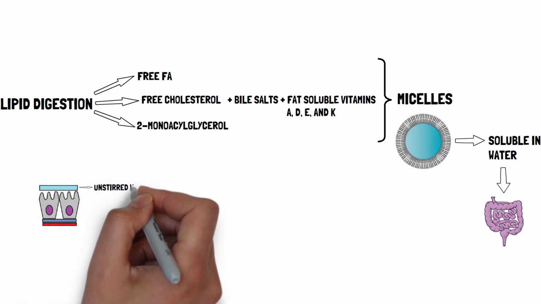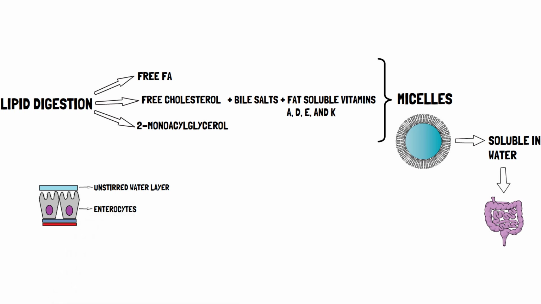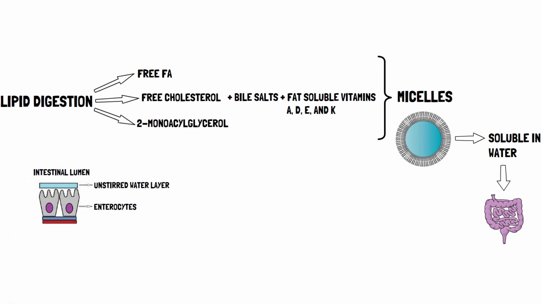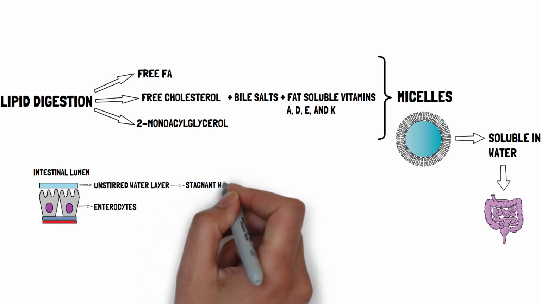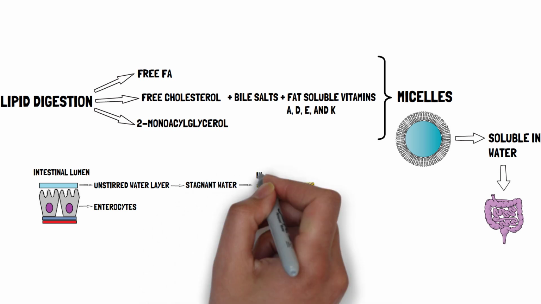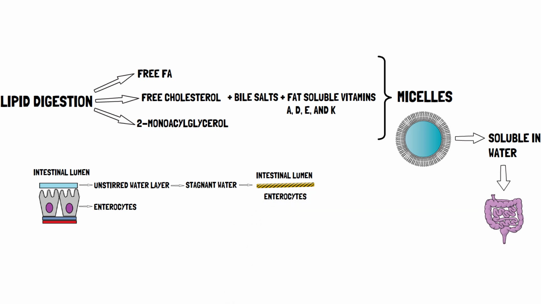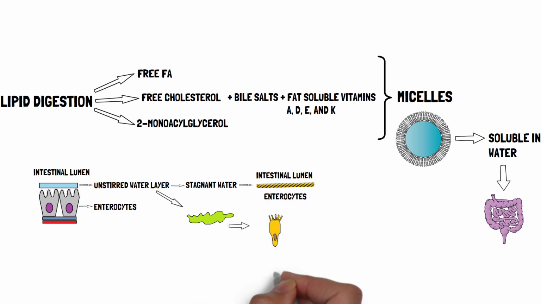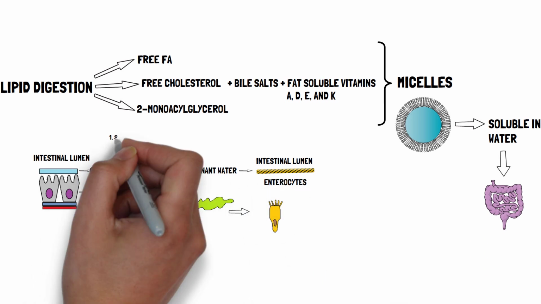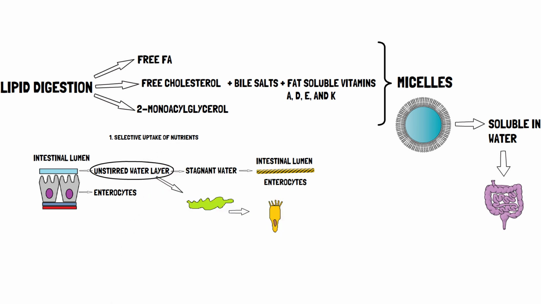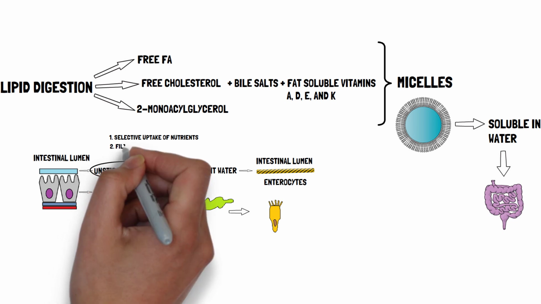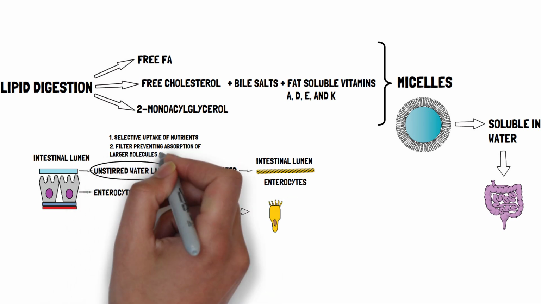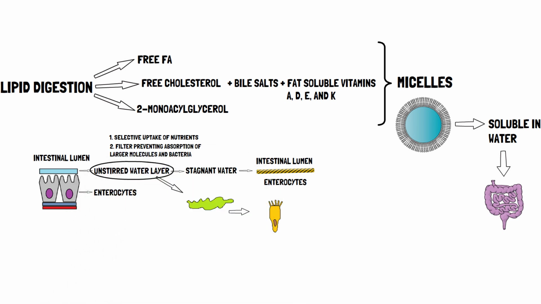There is an unstirred water layer that surrounds the brush border of the enterocytes. This layer consists of still and stagnant water that creates a barrier between the intestinal lumen and the enterocytes. It also contains a layer of mucus secreted by the goblet cells. This layer allows the selective uptake of nutrients by the cells. This is essential because some substances may be harmful and not all are beneficial. It acts as a filter, preventing the absorption of larger molecules and bacteria.